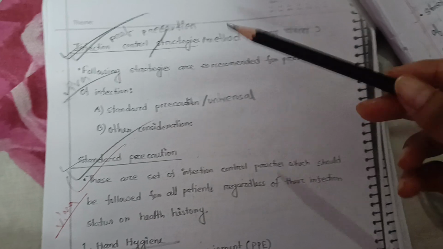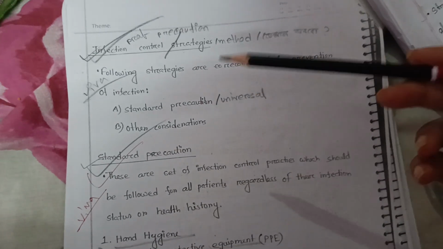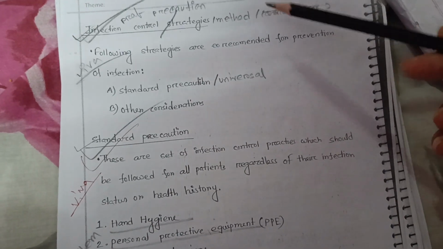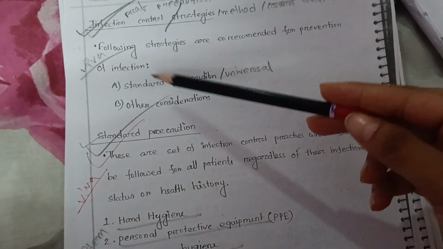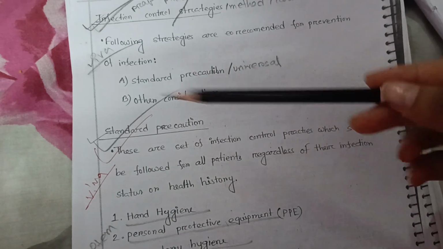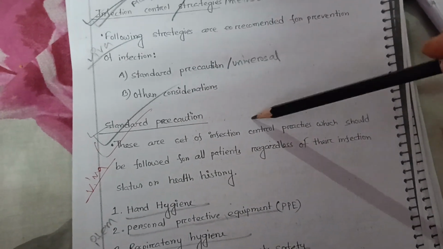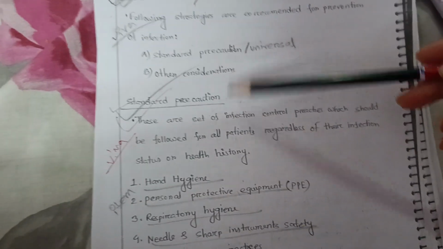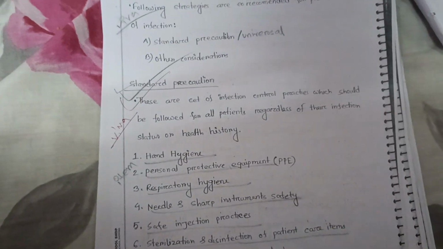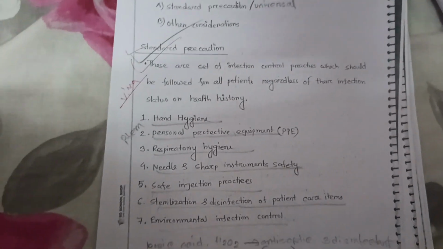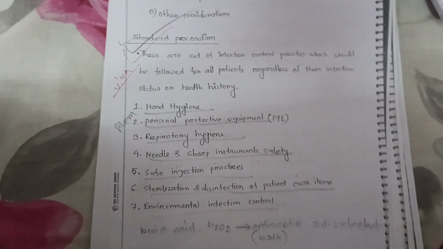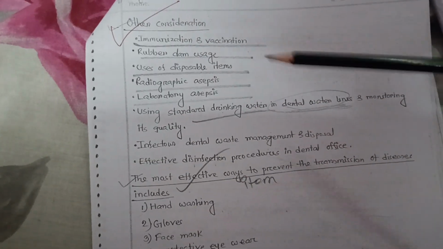This question is three-star important: what are the strategies or methods of infection control? There are two methods or strategies of infection control. One is standard precaution, whose other name is universal precaution, and the other one is other considerations. And you will have to learn in detail what the things in standard precaution are, how you will maintain the standard precaution, and so on. And also what the things in other considerations are.